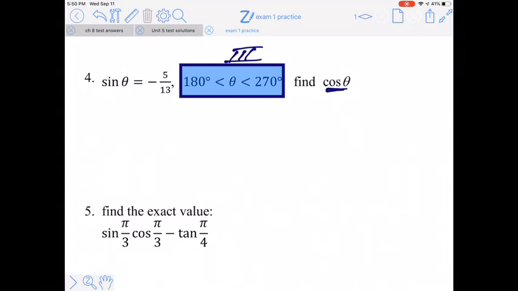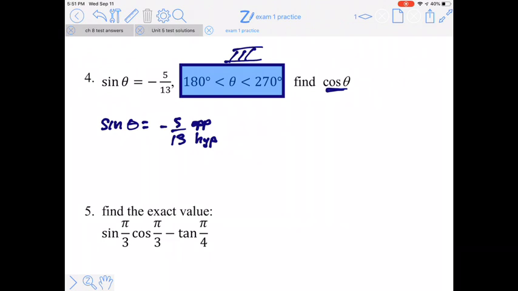Now, they're giving us some information here that the sine of theta is negative 5/13. What that's telling us is the opposite length to theta is 5 and the hypotenuse is 13. So we need to solve for the other side.